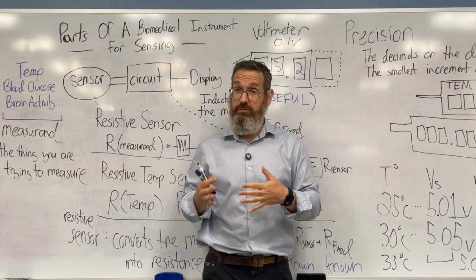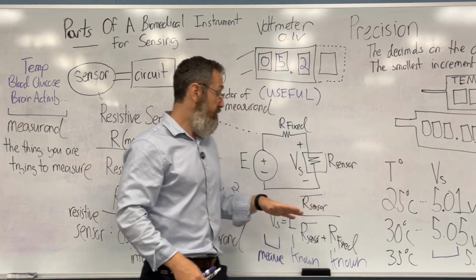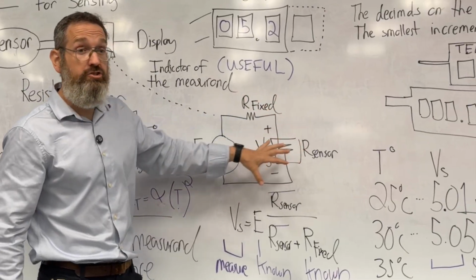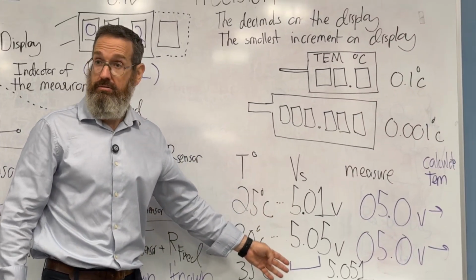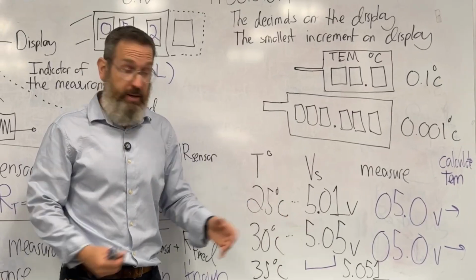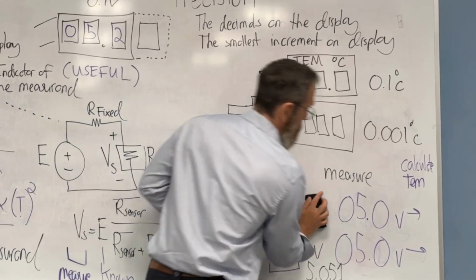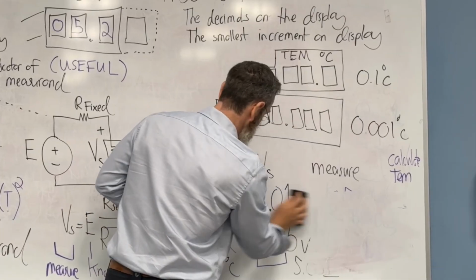a parallel solution would be possibly to redesign your circuit so that these voltage changes are bigger. Right? That would be a parallel solution. So in this case, we have a new circuit.